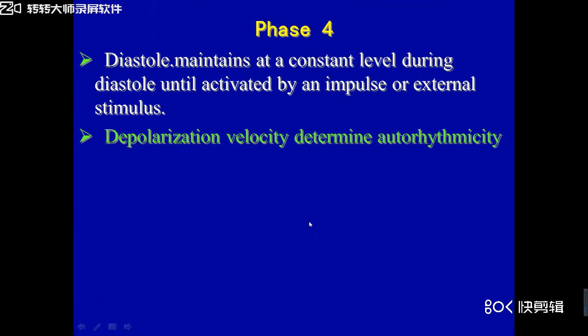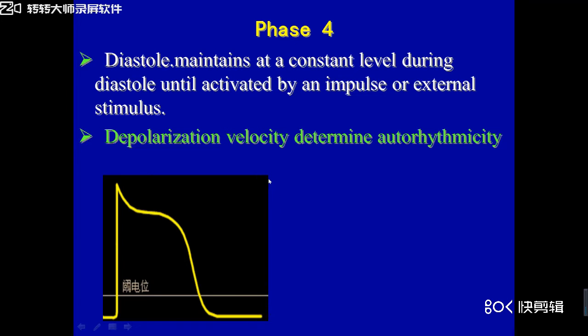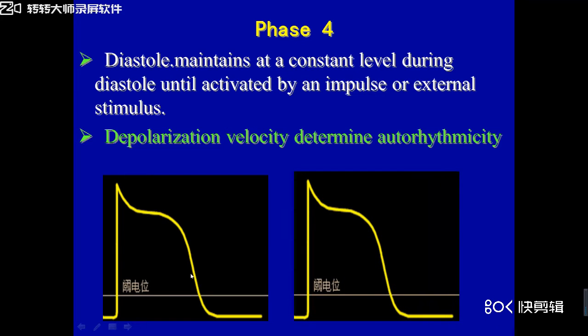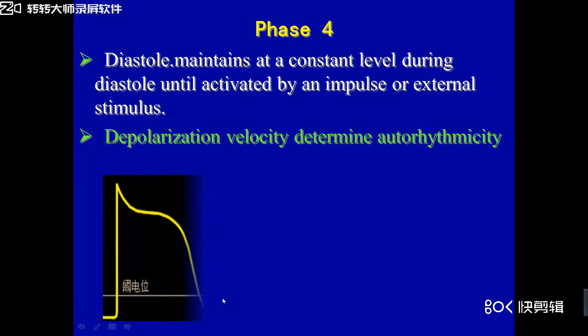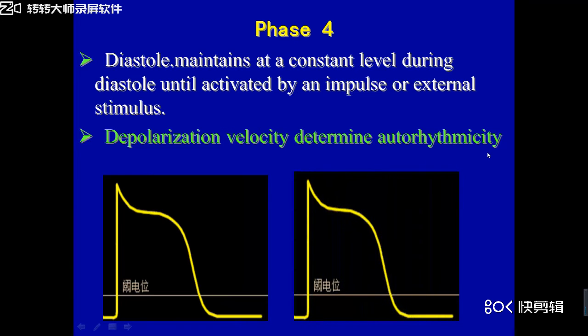The last phase, phase 4, diastole, maintains at a constant level during diastole until activated by an external impulse. So that means autorhythmicity. What is the meaning of autorhythmicity? It means one action potential, and then an external stimulus, and then another heart rate. We call this one heart rate, and then the other heart rate. We call this autorhythmicity. Phase 4 depolarization velocity determines autorhythmicity.